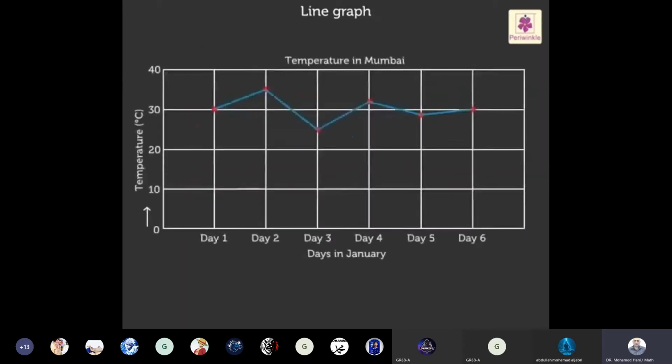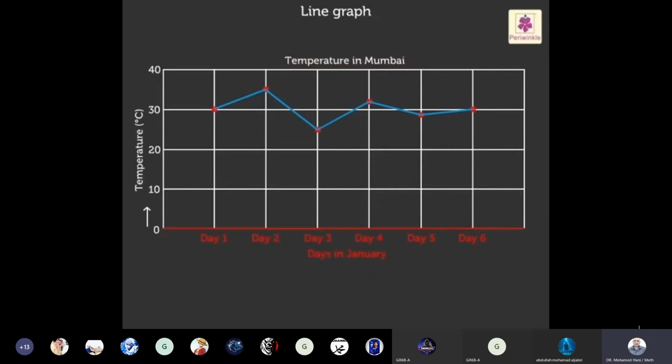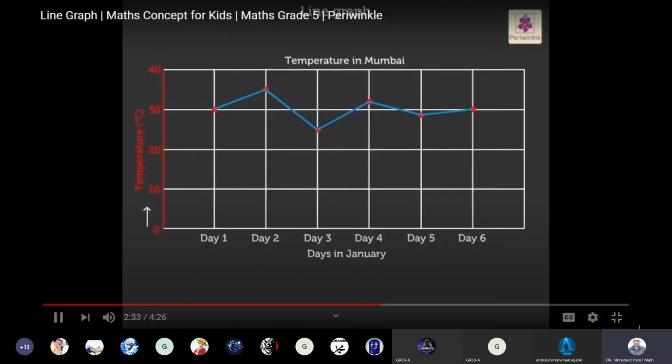Now, let us learn how to read a line graph. This line graph shows the temperature recorded for the first 6 days in the month of January. Here, the title Temperature in Mumbai tells us that the line graph is about the temperature in Mumbai recorded for the first 6 days in the month of January. The x-axis indicates the number representing the days in January. And the y-axis gives the information about the temperature recorded in degrees Celsius.